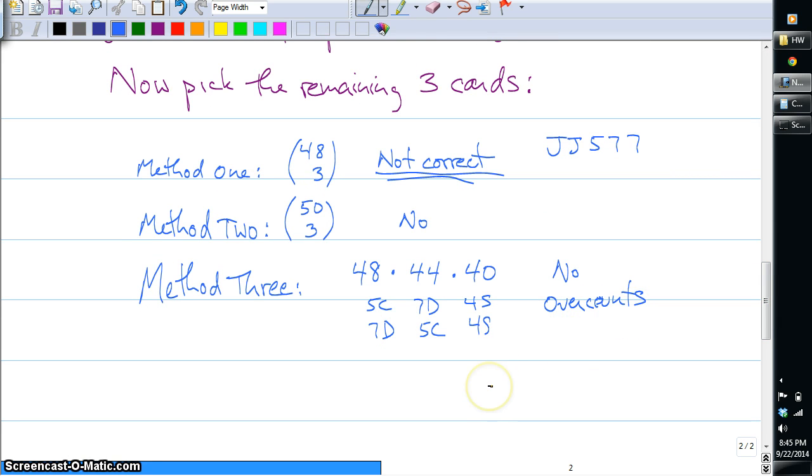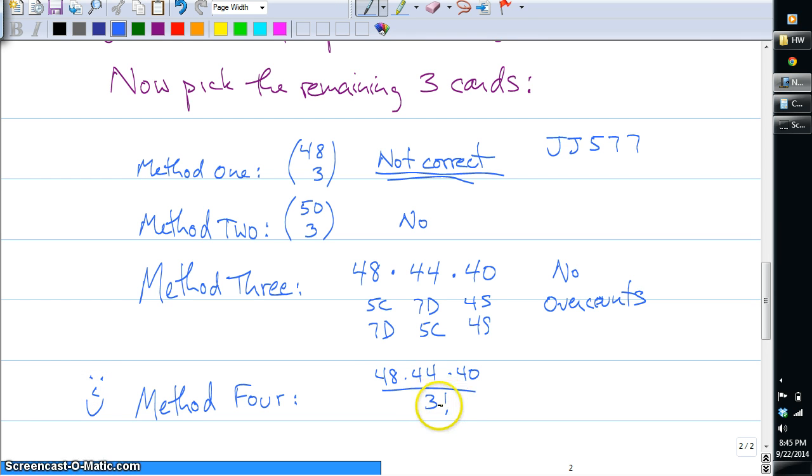It overcounts by a factor of 3 factorial, because there are a total of 3 factorial ways we could permute these 3 cards chosen in some order. So method 4 is to take this previous answer and fix it by dividing by 3 factorial. And this actually gives us a correct answer. 48 times 44 times 40 over 3 factorial. This is a correct answer for the number of ways of drawing the remaining 3 cards.